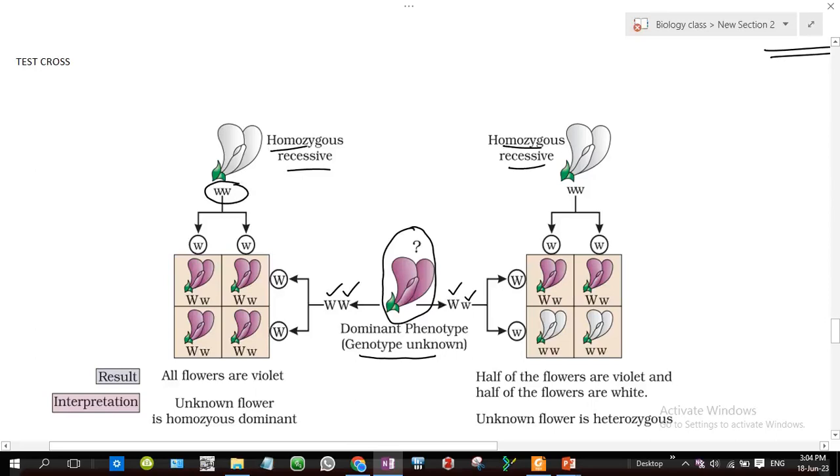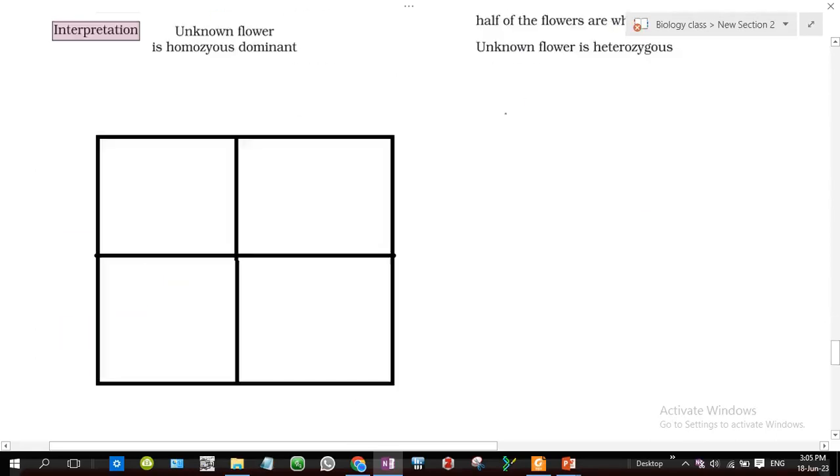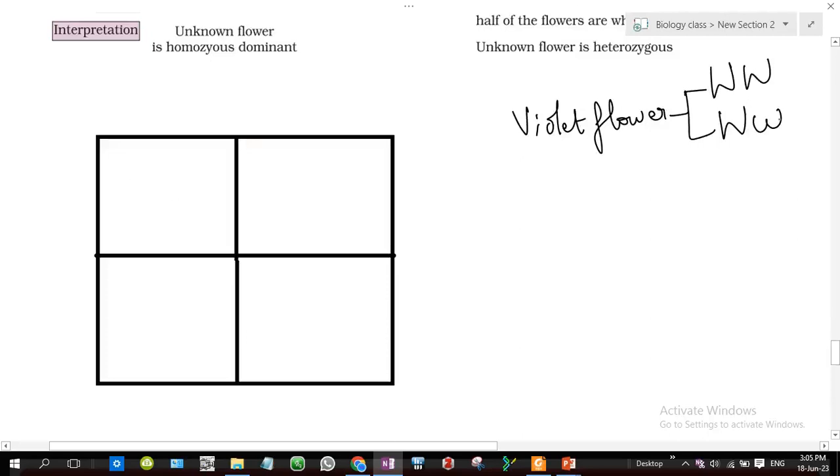Let's see what the results are. I have a violet flower, and there are two probabilities for its genotype: either capital W capital W, or capital W and a small w. So for the test cross, he crossed option number 1 and option number 2 with the recessive parent.